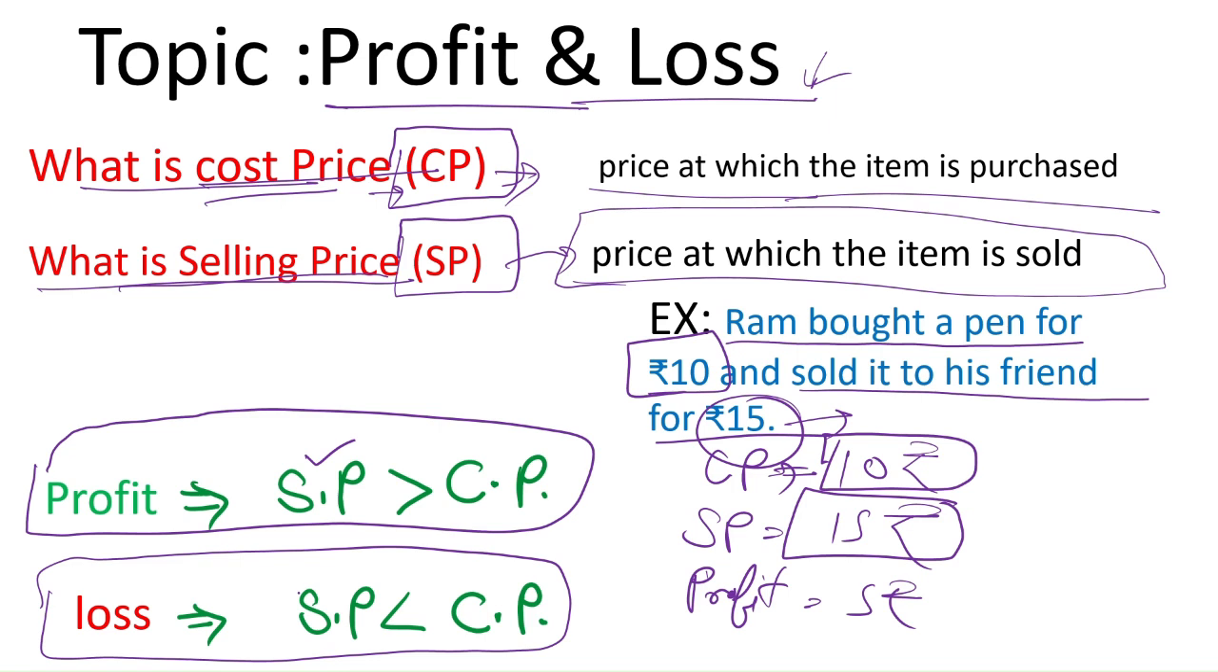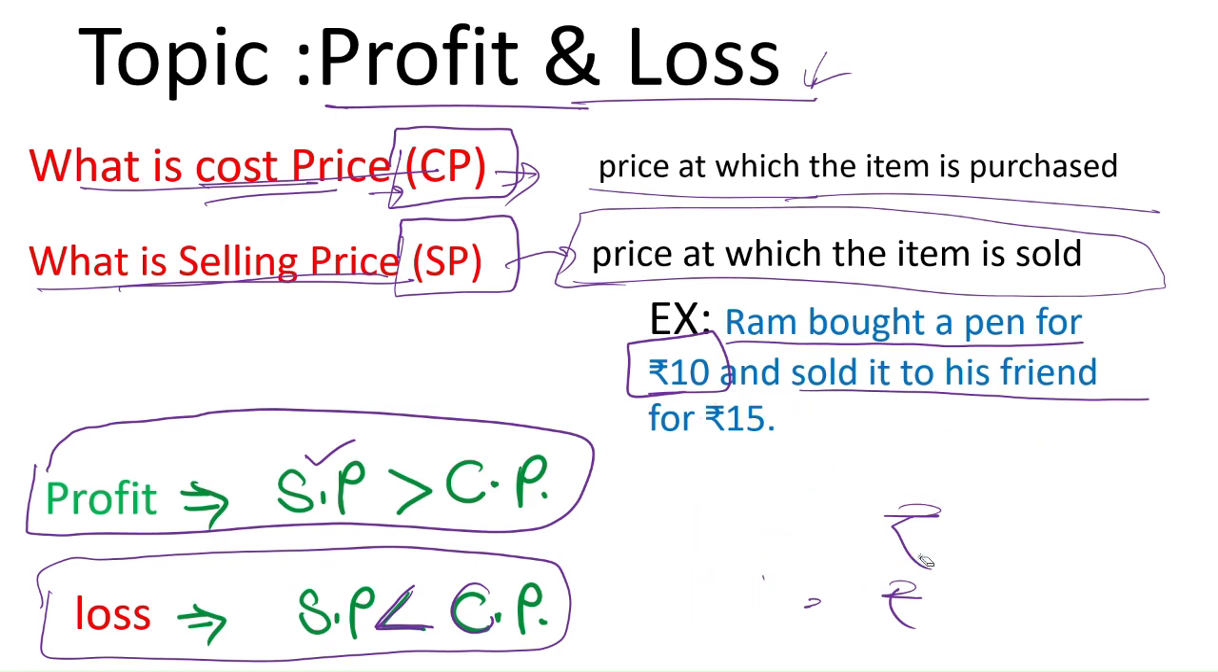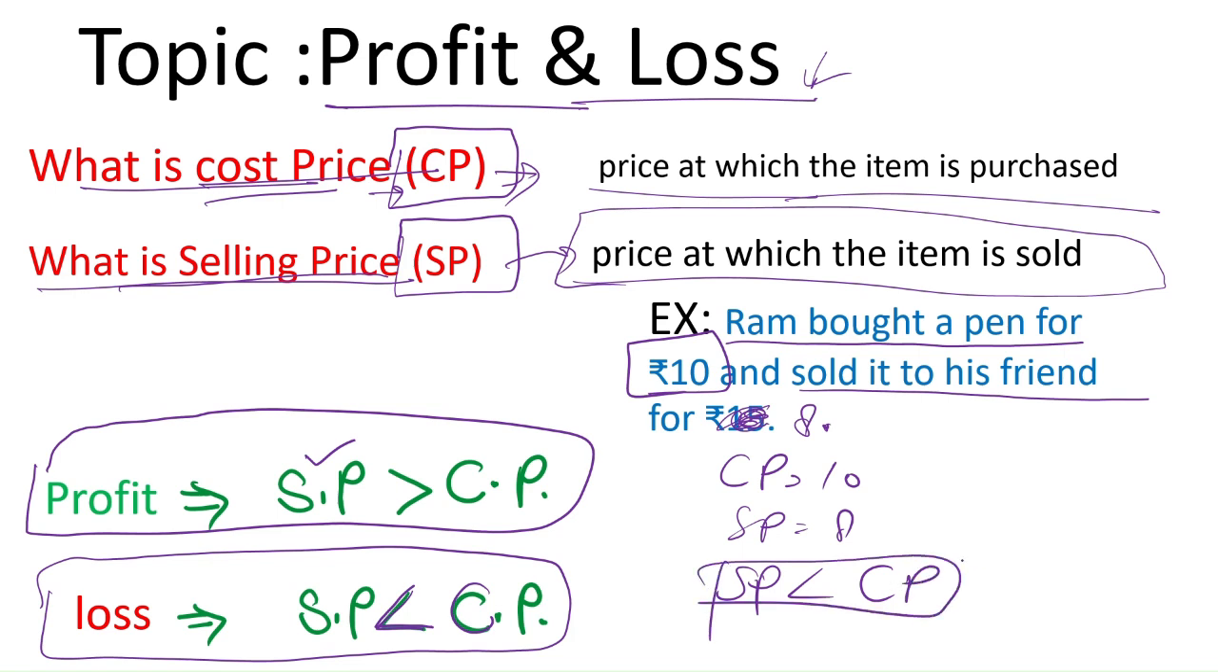And loss will be there if SP is less than CP. Like if Ram bought this pen at 10 and sold it at 8 rupee, then what is there? CP is 10, SP is 8. Now SP is less than CP. Then what is there? Loss. Loss of 2 rupee.